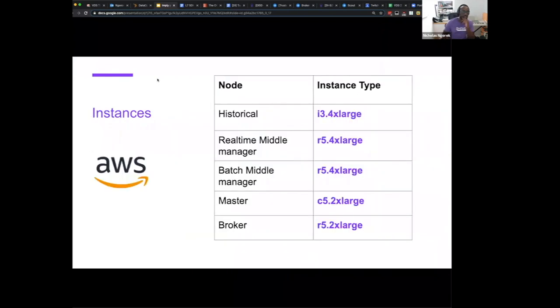So in terms of deployment, we are deployed in AWS. Our historical nodes are I3s. Our middle managers are R5s. Our master is a C5, and our brokers are R5s.